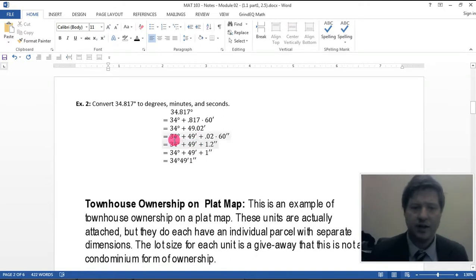Okay, so I've got the 34 degrees I started with, the 49 minutes I just came up with, and now I repeat this process. I take the decimal part, 0.02, I multiply that by 60 again. And this time I get 0.02 times 60 is 1.2, and since we don't want any decimals in our final answer, I round that to just 1. Okay, so I've got the 34, the 49, and that 1 I just came up with, and there it is. I've converted to degrees, minutes, and seconds. So yeah, this whole lesson is just multiplying or dividing by 60 depending on which way you're going. So you'll have a couple of homework examples of that.